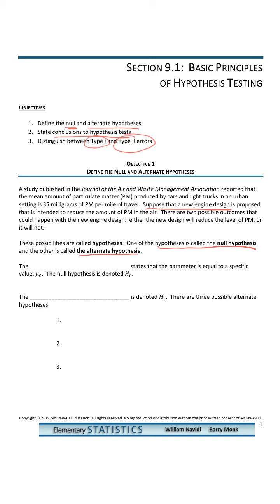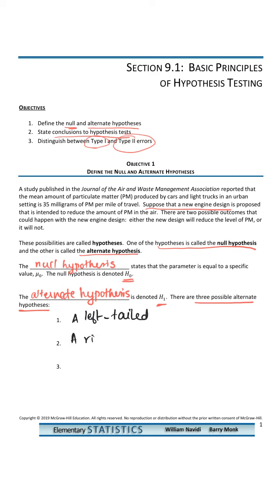The null hypothesis states that the parameter is equal to the specific value mu0. The null hypothesis is denoted by H0. The alternate hypothesis is denoted by H1. And there are three possibilities for the alternate hypothesis: a left-tailed, a right-tailed, and a two-tailed.